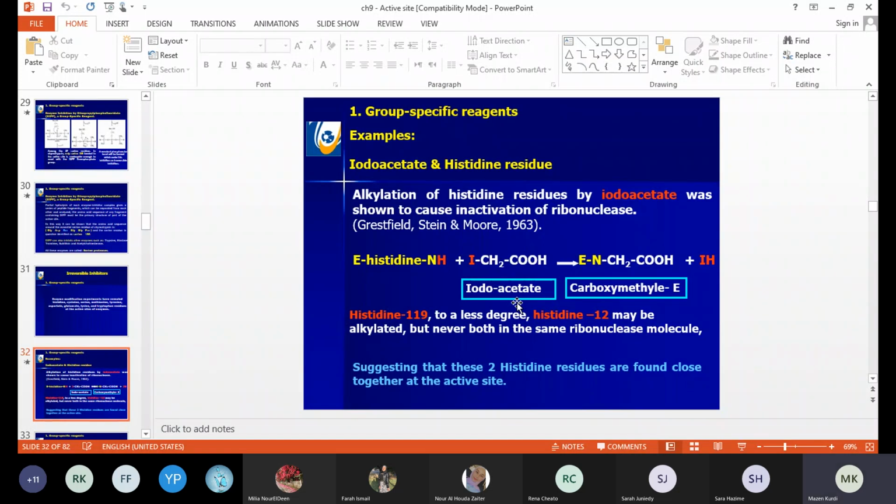So naturally, when the substrate comes to interact, it may interact with this residue or that residue. It is enough for one of them to interact with the substrate for the reaction to start or take place. So they noticed that these two histidines are located in the active site of ribonuclease. They are close to each other, and the substrate reacts with one of these for sure.